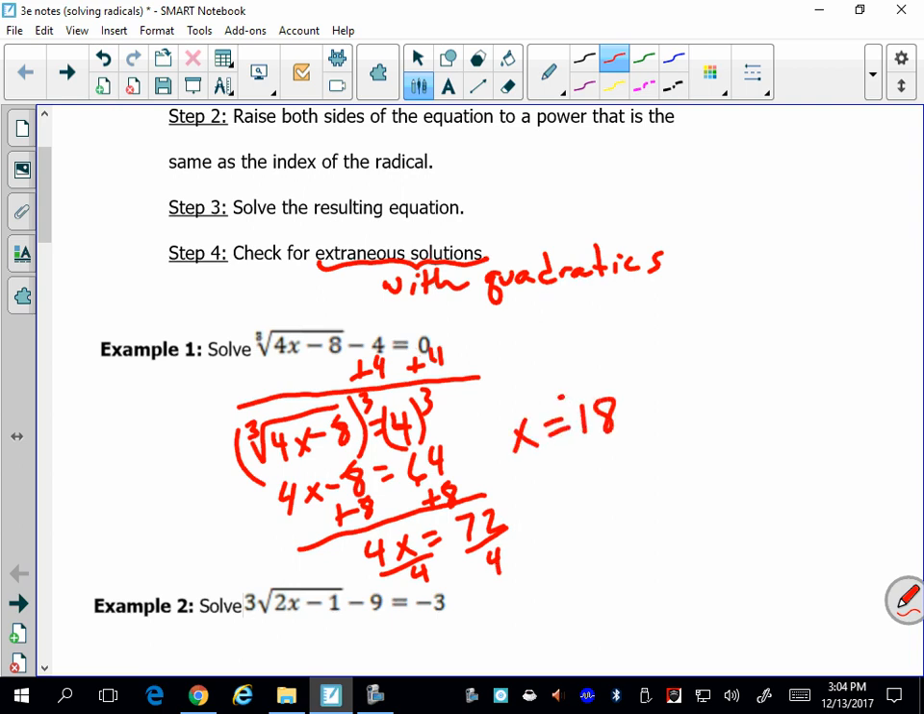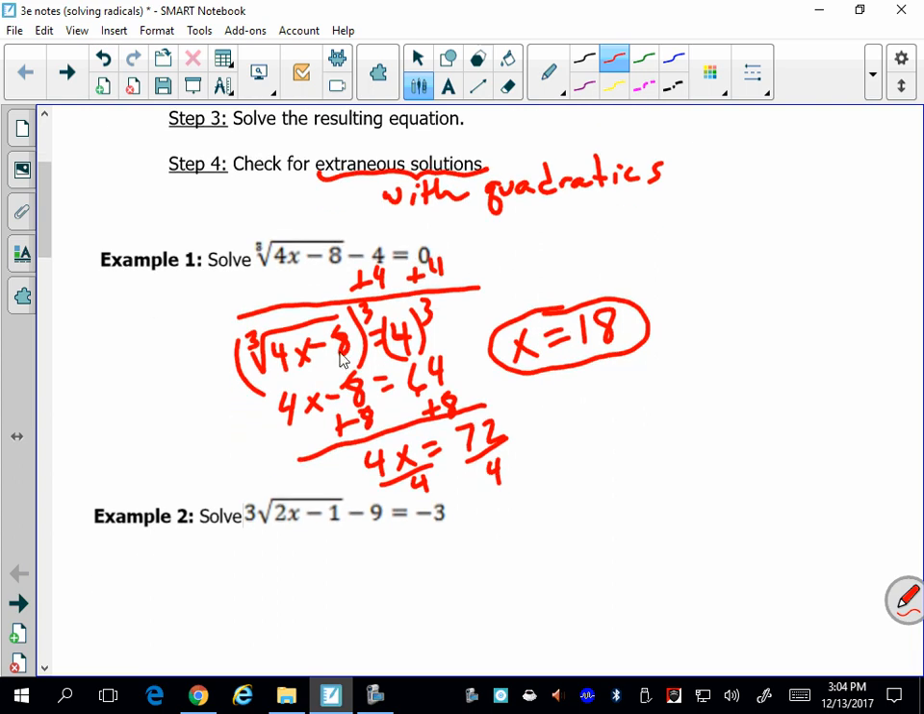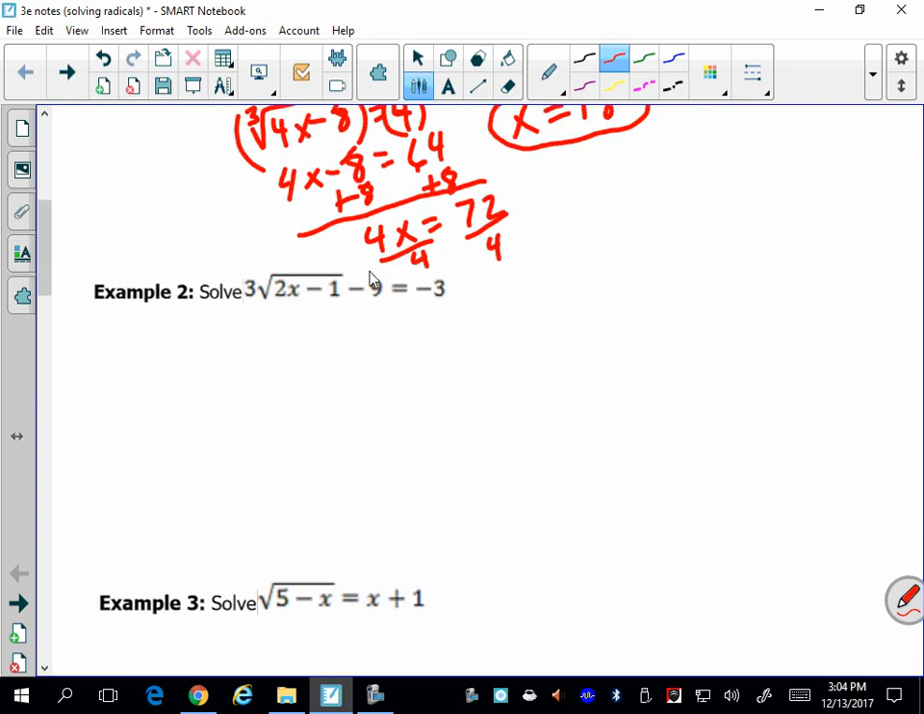You can substitute it back in to check for extraneous solutions, but you're not going to find that it's extraneous. If it does not equal 0, then it's going to be because you did some mental math wrong. All right, example 2.